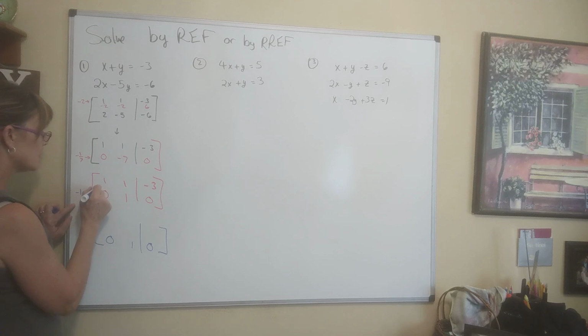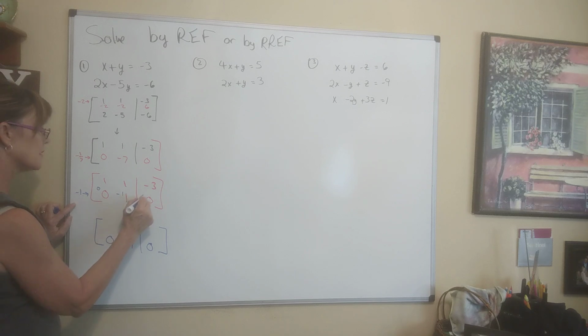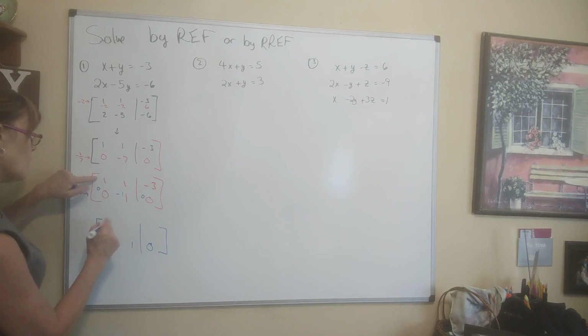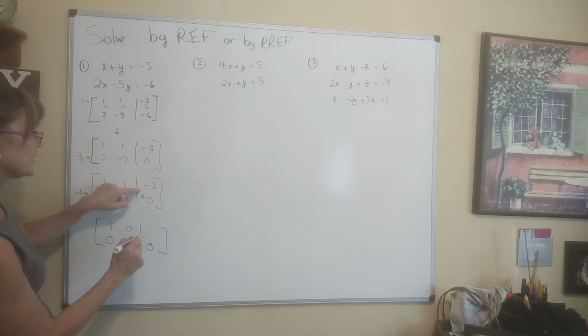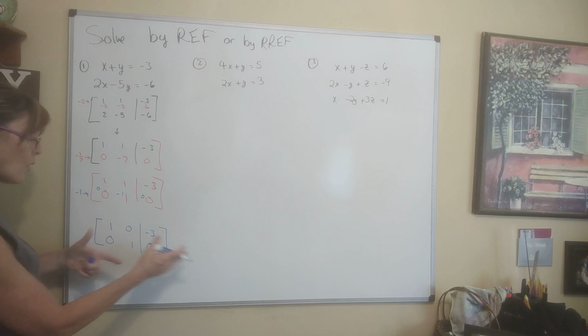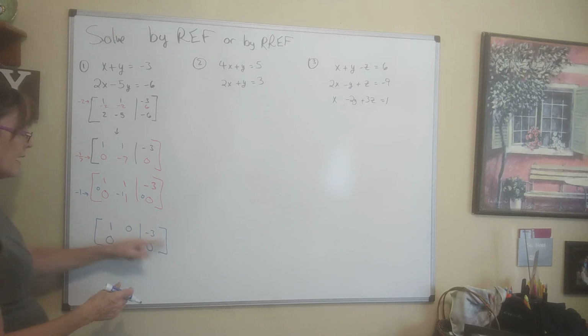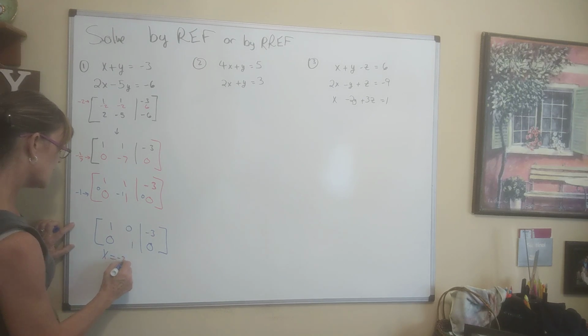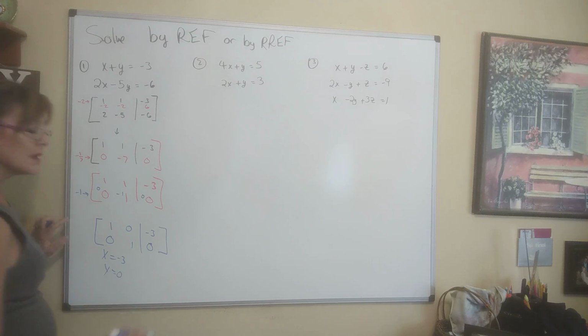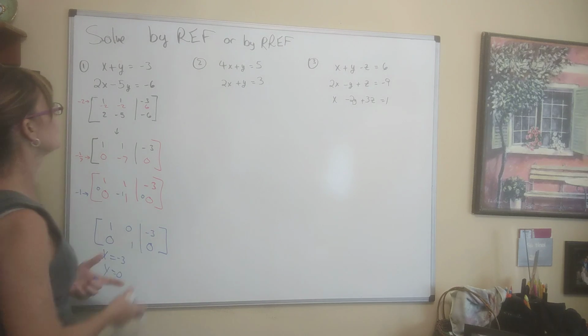Negative 1 times 0 is a 0. Negative 1 times 1 is a negative 1. Negative 1 times 0 is a 0. Now I'm going to add up. 0 plus 1 is a 1. Negative 1 plus 1 is a 0. 0 plus negative 3 is a negative 3. And now, this is in reduced row echelon form. X is negative 3. Y is 0. That is how you can solve that.